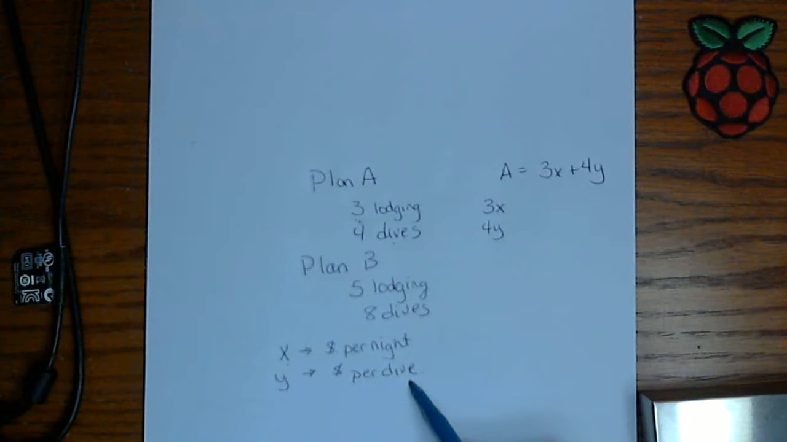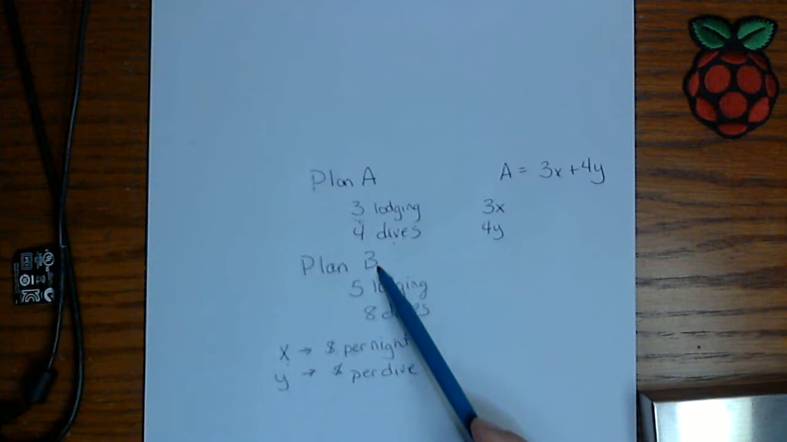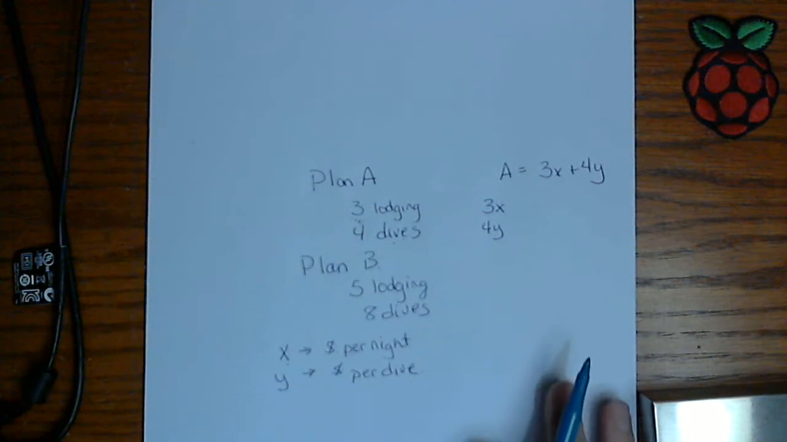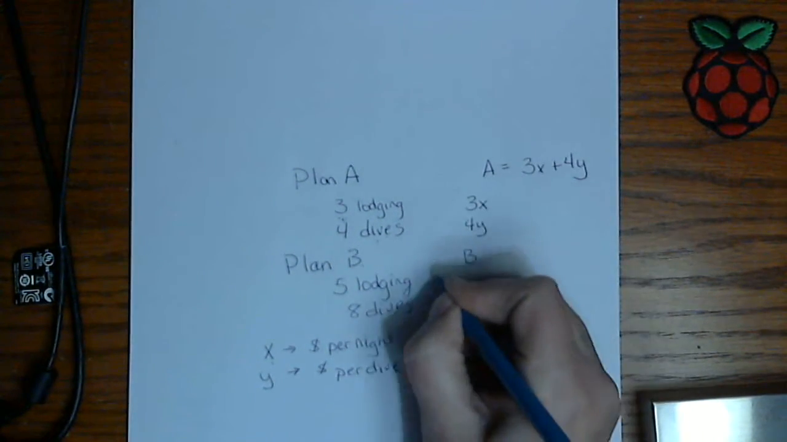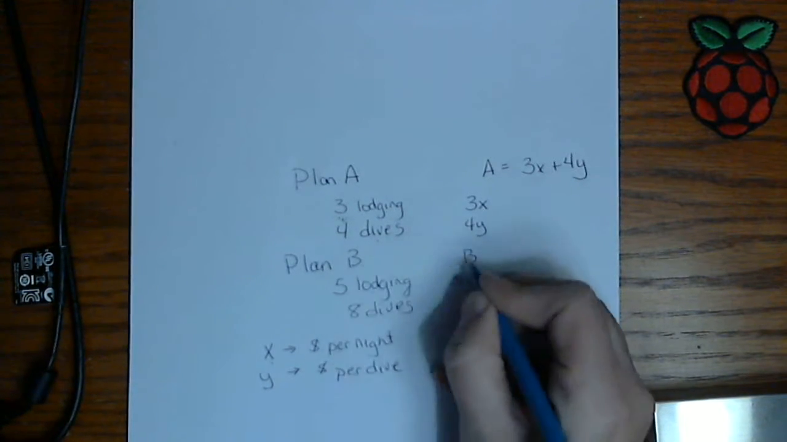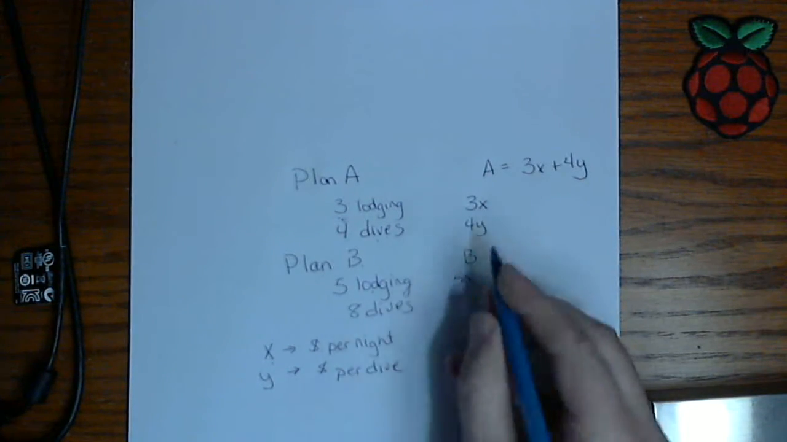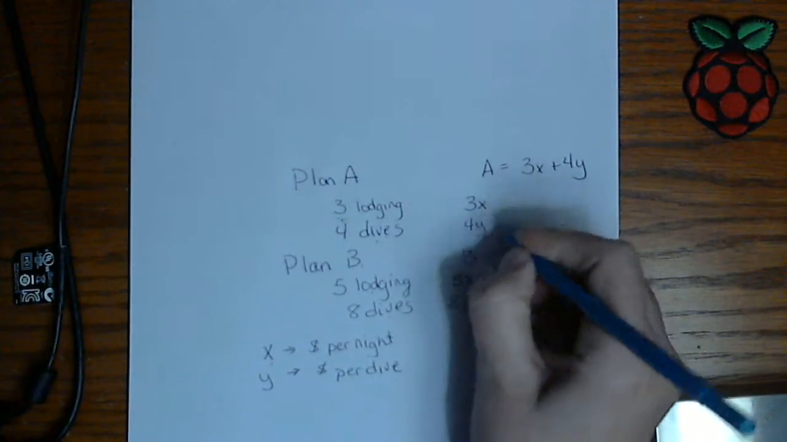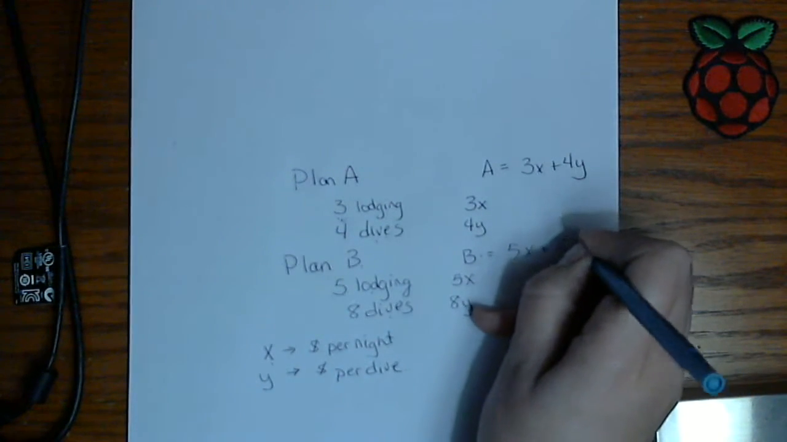Same logic comes for Plan B. So I'm going to let you stop this video and go back and try to figure out what expression you should use to figure out the total amount for Plan B. So go ahead and stop right now. Okay, so now we're continuing on, and hopefully you figured out that the total that we're going to spend on B is going to be the 5 nights of lodging times X dollars per night and 8 dives times y dollars per dive. So B is going to be 5x plus 8y.